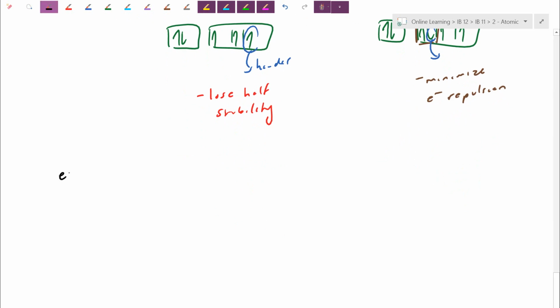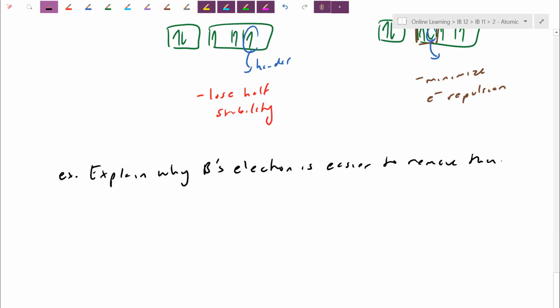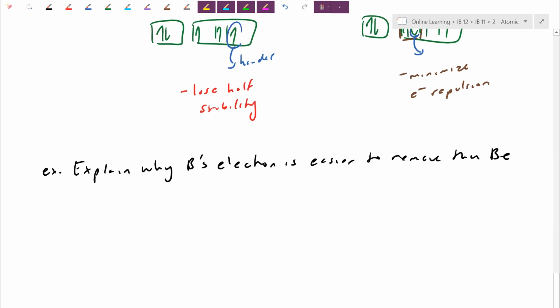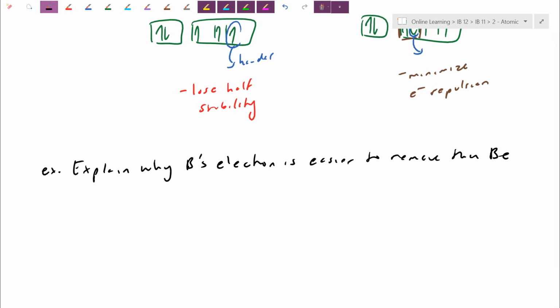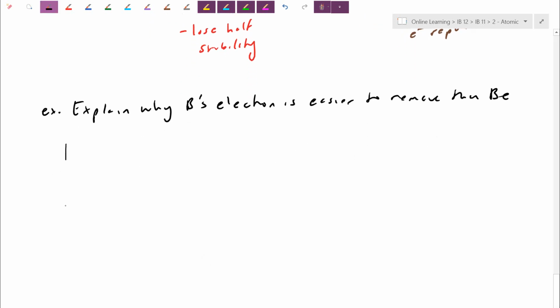The other exception here, they give you a statement. Explain why boron's electron is easier to remove than beryllium. So they just picked 2 random elements here. If you look at where these are on the periodic table, let's just go off our trend first. Beryllium is sitting right here. Boron is sitting right here, also on row number 2.